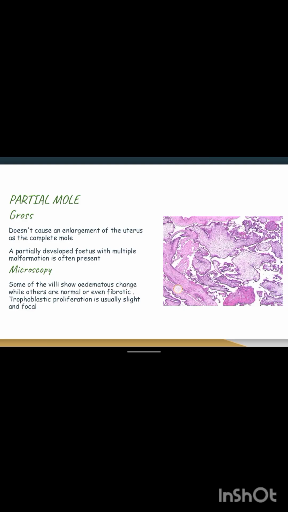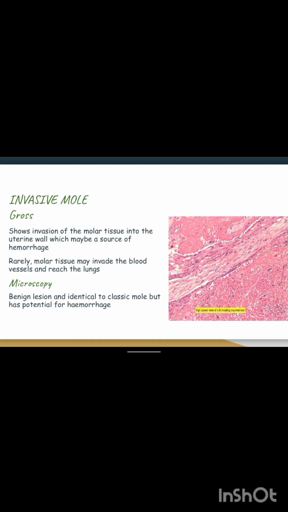And in the microscopy, some of the villi show edematous changes while others are normal or even fibrotic. Trophoblastic proliferation is usually slight and focal. Here we can see the edematous changes in the villi, while others are a bit normal, but others even undergo fibrotic changes. The trophoblast proliferation is usually slight and focal here.